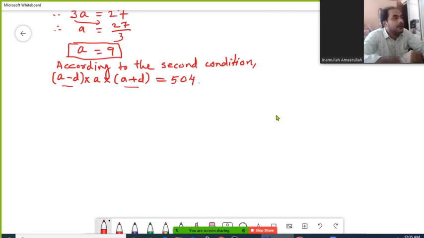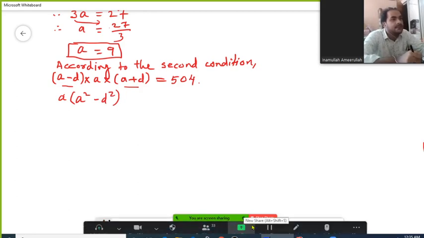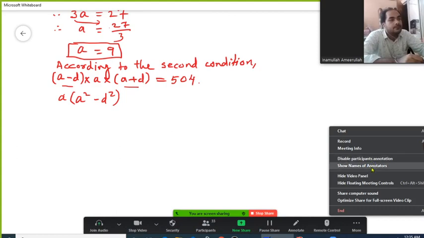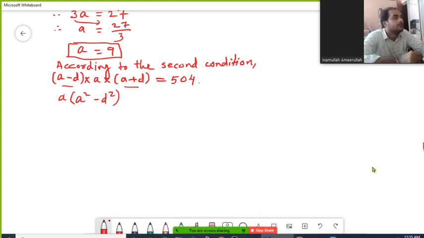This is A minus D into A plus D. So A minus D, A plus D can be taken as A squared minus D squared. And here we have A. So this can be written as A into bracket A squared minus D squared. It looks like a minus b into a plus b, which will give you a squared minus b squared, equals 504.